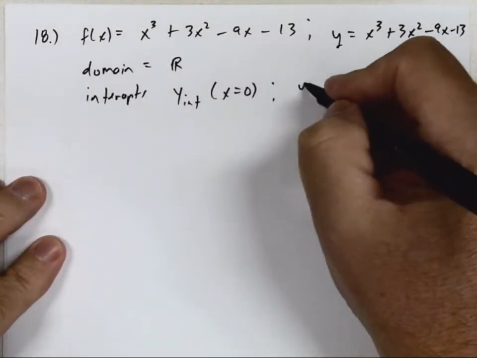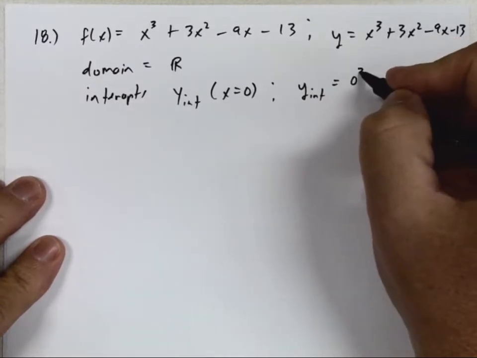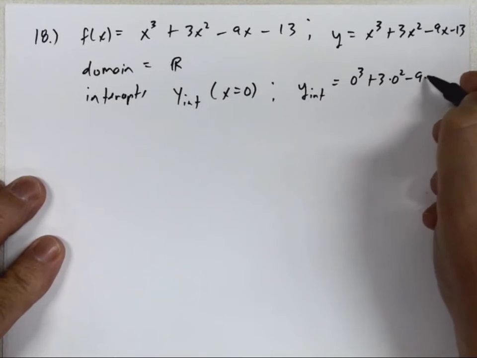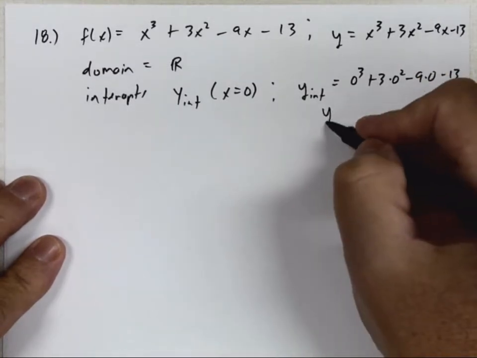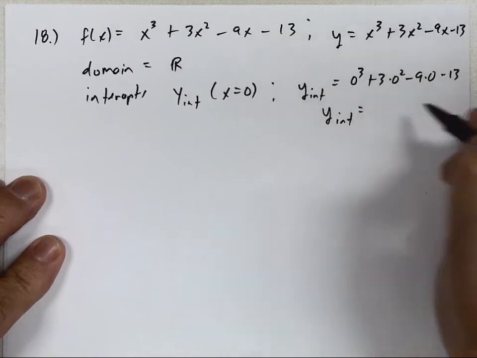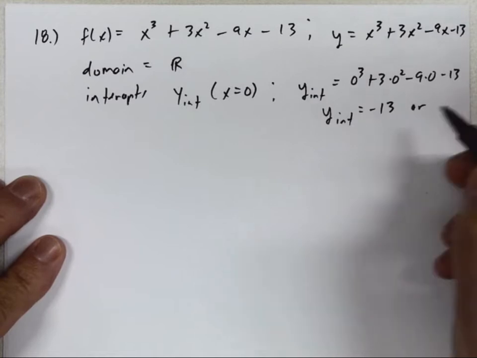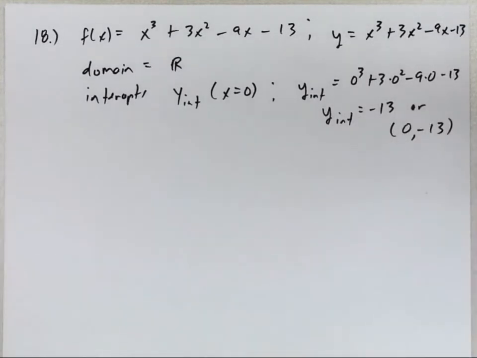So in our case, 0 cubed plus 3 times 0 squared minus 9 times 0 minus 13. Looks like the y-intercept is negative 13, or if you want to express it as a point, (0, -13), right? For the y-intercept, the x is always going to be 0.